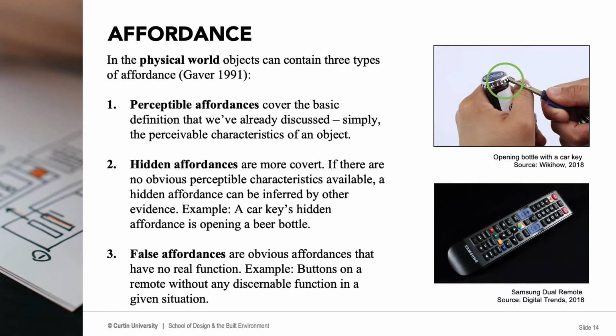But what if you don't have a whole bunch of Samsung products and you've just got one Samsung television? You've essentially got a remote that's got a whole bunch of false affordances, because pressing that circle power button will do absolutely nothing for you. So it's a false affordance in that case because it's got no discernible function in a particular situation. So that's an example of false affordances.